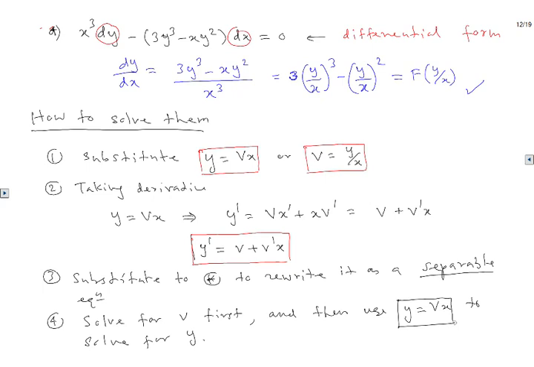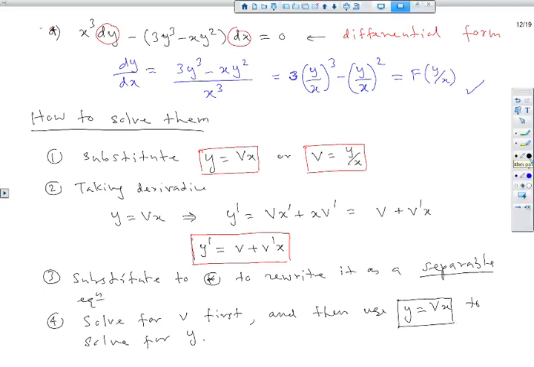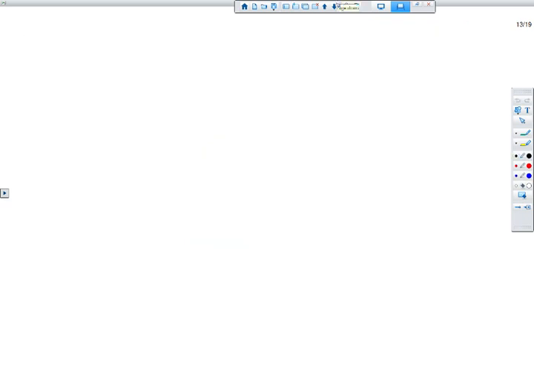So let's look at several examples now. So I'm going to start with something easy first. So let's do this one. So example number 1, solve, let's say y prime equal x plus y over x along with y(1) equal 1.